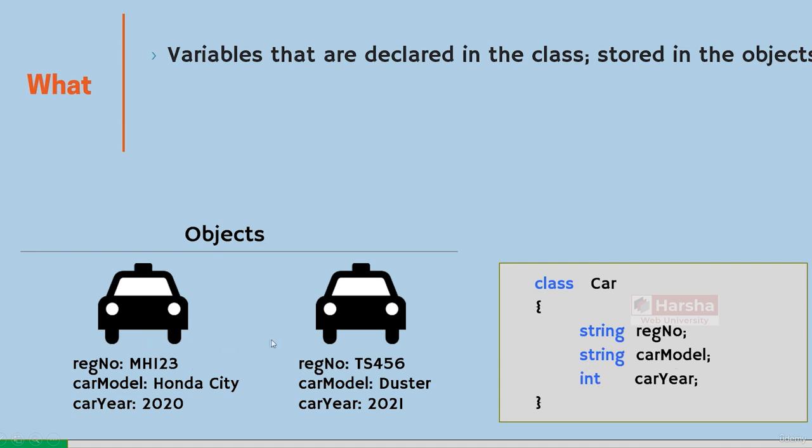But here the point is, the data of each object is isolated. That means the data that is stored inside the object is individual for every object. So overall, the fields are details about the object, stored inside the object individually for every object, but fields are declared inside the class.